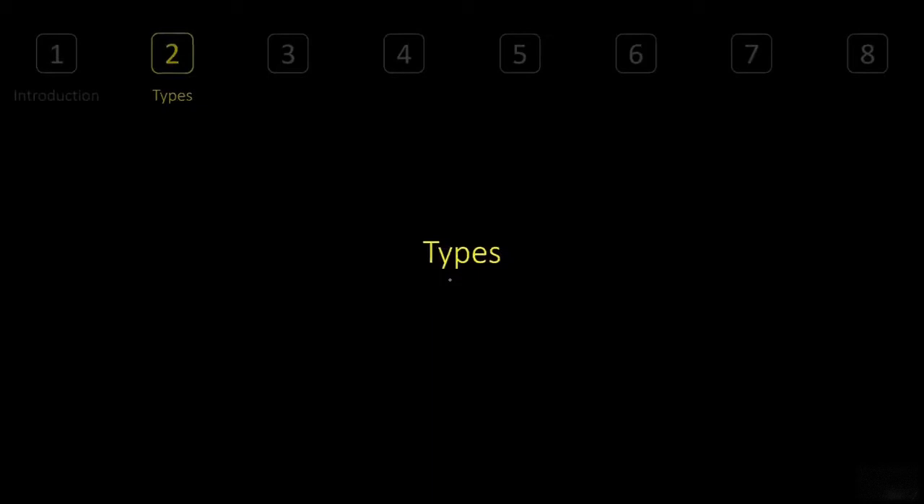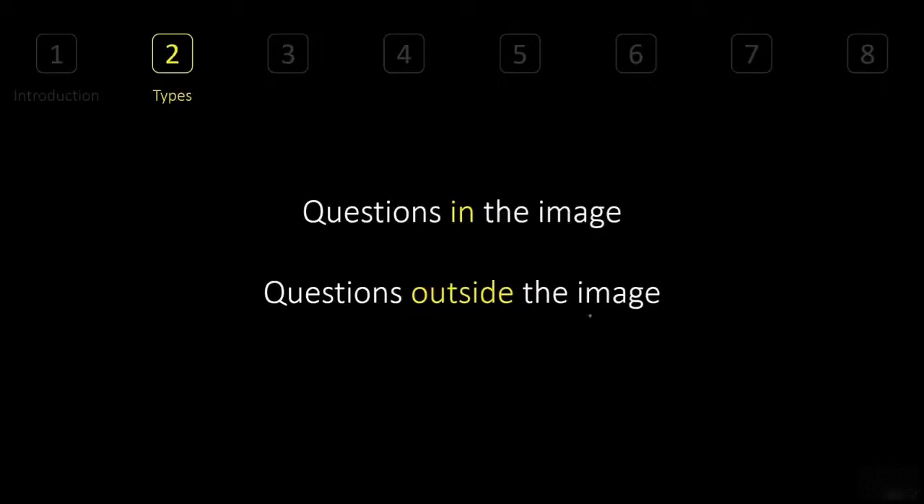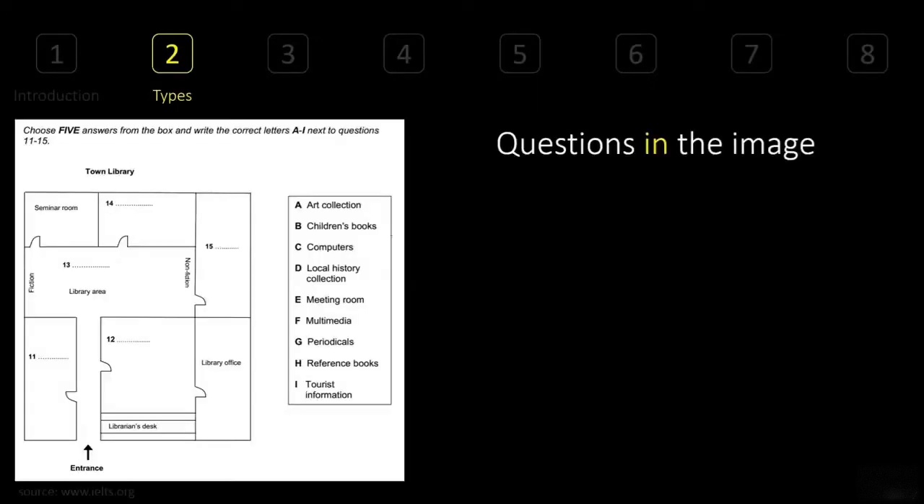Now, there are two types of map questions in listening. The first is when the questions are in the image, and the second is when the questions are outside the image. What does this mean? Let me show you an example. Here we have the questions in the image: 14, 15, 13, 12, 11 are all question numbers. The options are outside the image, as you can see. You'll listen to the audio and try to fit which option is correct for 11, either A to I, and again for 12.